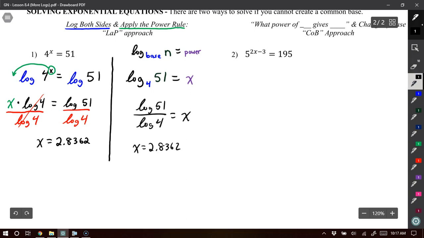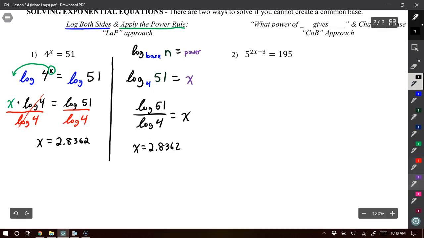And that we already found to be 2.8362 approximately. And so if I look at the steps, I want you to put them side by side and notice they are almost identical. At some point, I divided by log of 4 on it. So we can see that the steps are going to be the same, but it's really which one is more consistent to you.